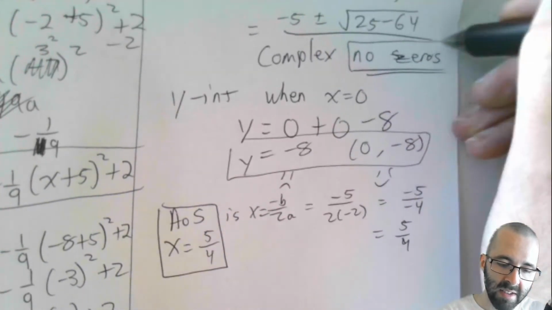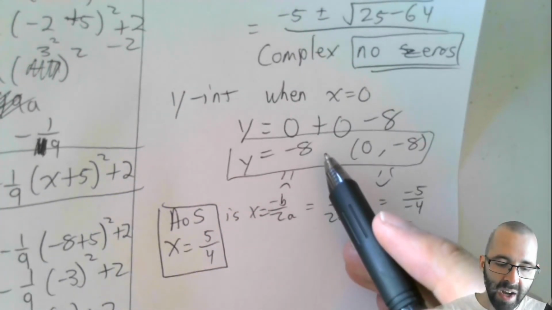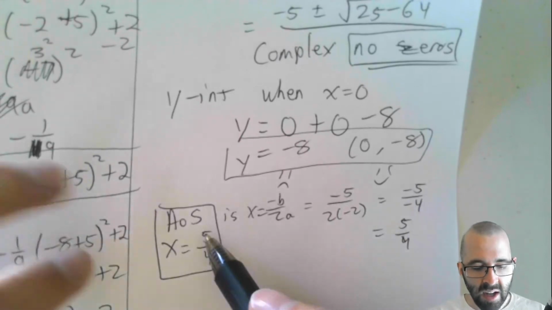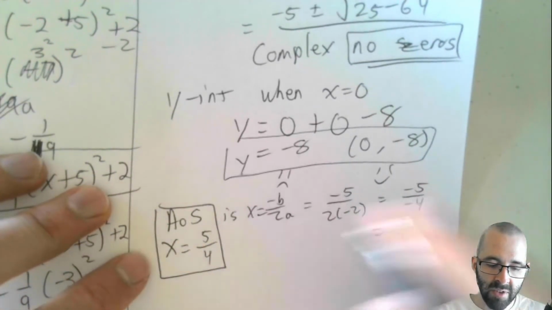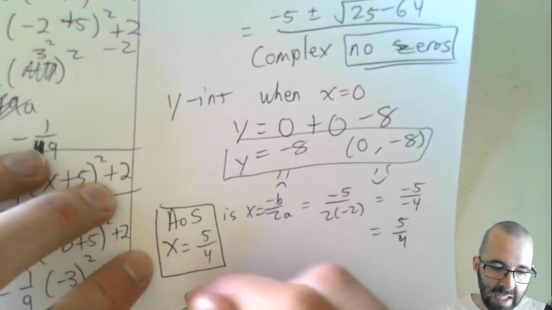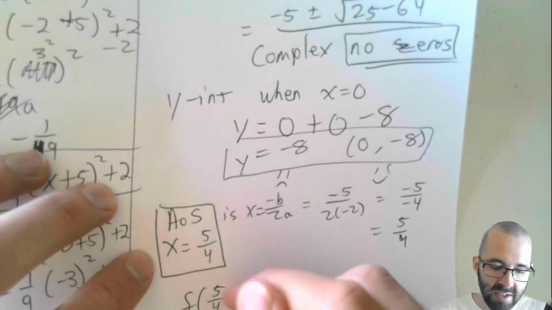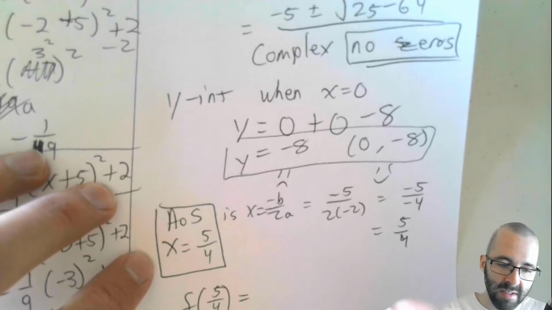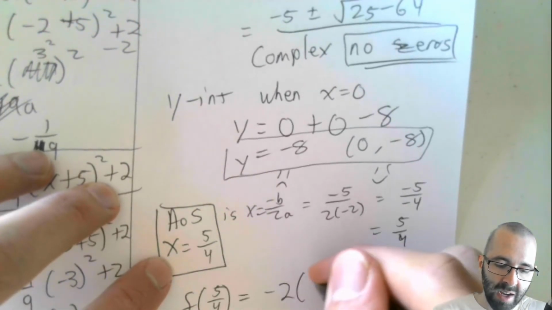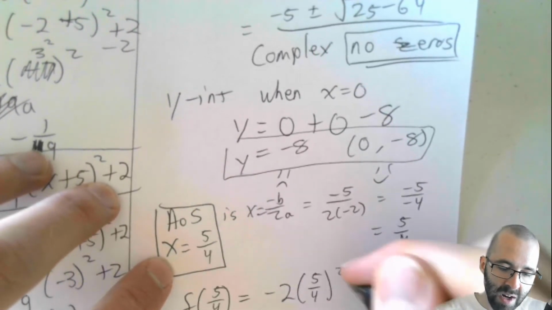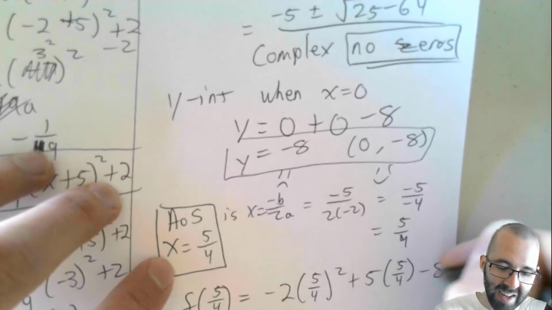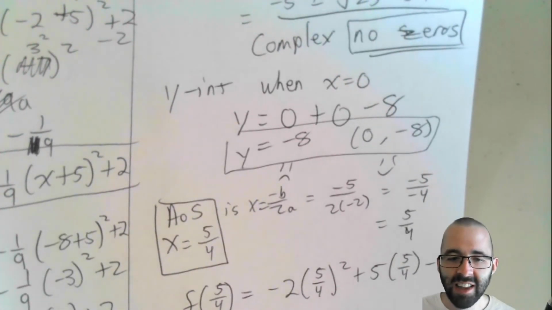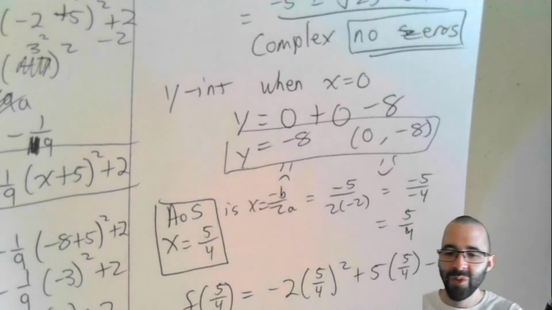So there are no x-intercepts. We found the y-intercept. We found the axis of symmetry. The vertex is going to be this, comma, whatever the y value is. We need to find what is f of 5/4. That's going to be the y coordinate of our vertex. The -2 times 5/4 squared plus 5 times 5/4, oh dear, -8. We plug that into a calculator.